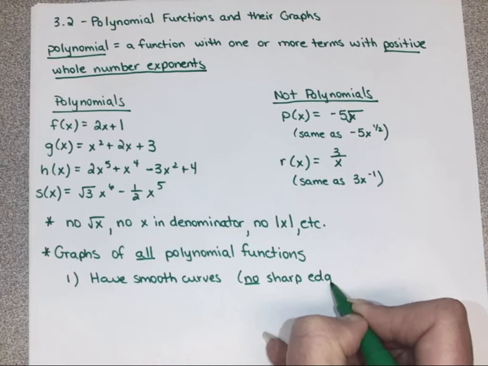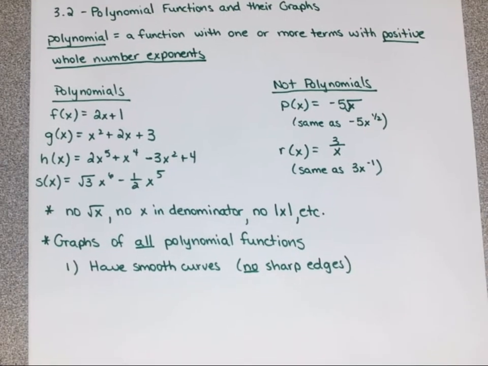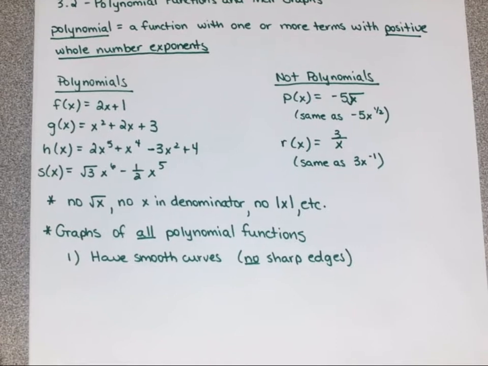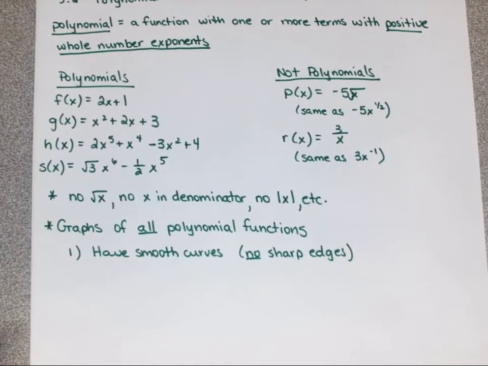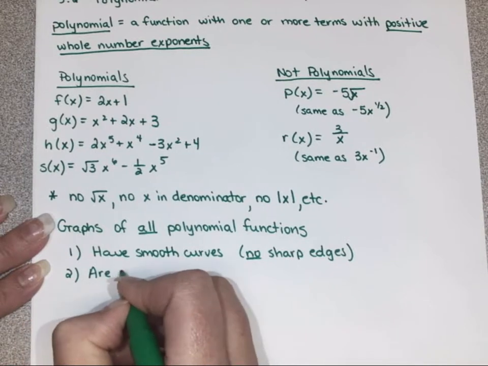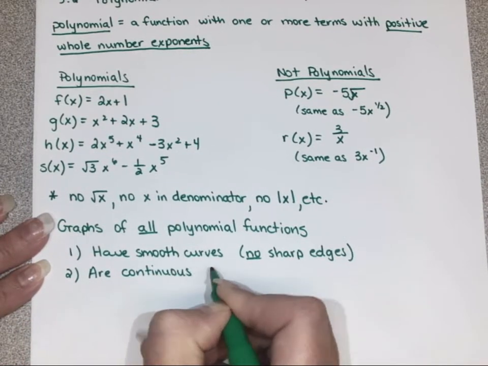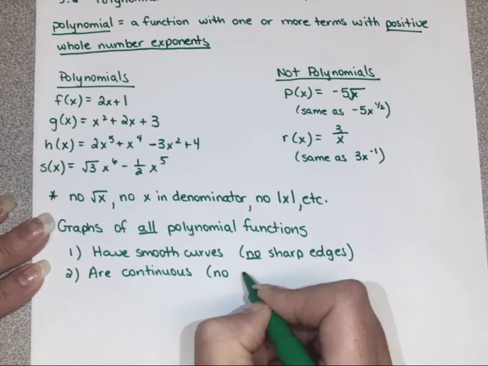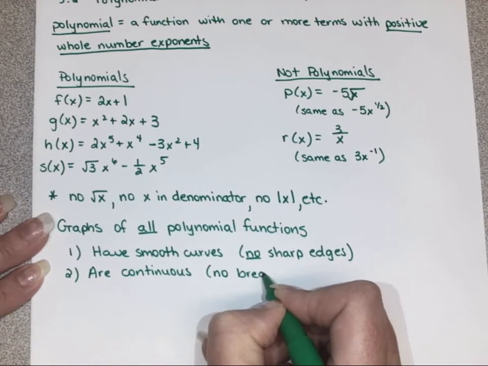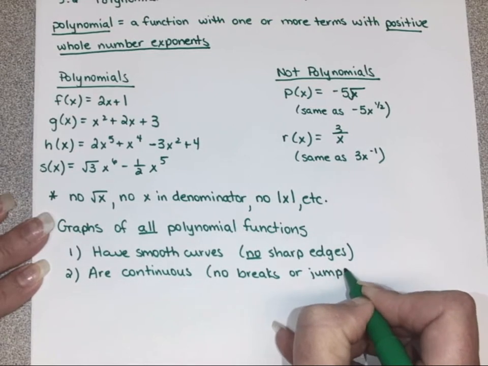So remember when we looked at like the absolute value graph and it was a V? That would not be a polynomial because it's got a sharp edge. It's not curvy. And the second thing is that they should be continuous. And that just means just probably what you think. It just continues on. There are no breaks or jumps. No holes in the graph, nothing like that.